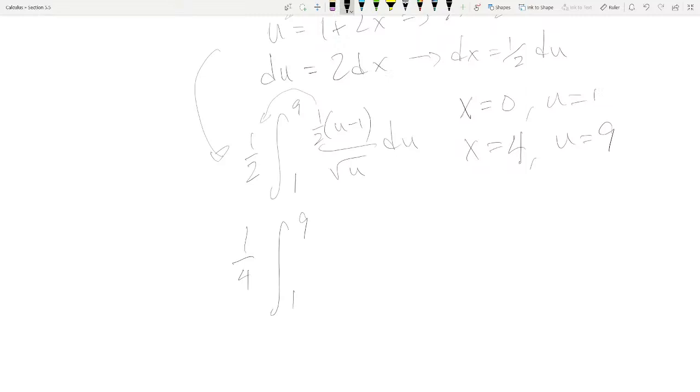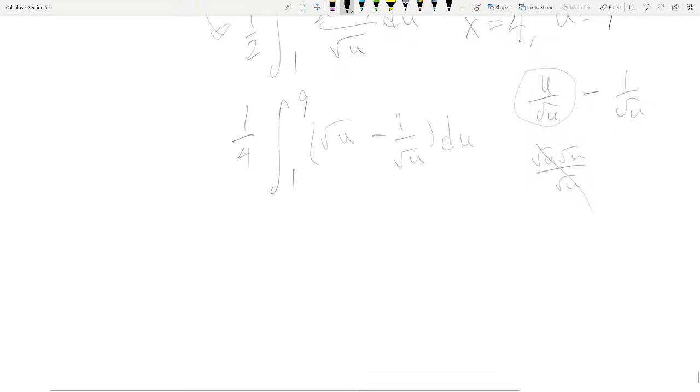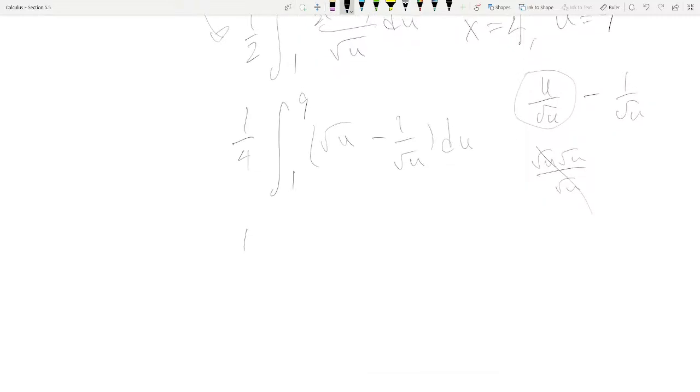And then I'm going to think of this as u over root u minus 1 over root u. And then this one here is u over root u, and root u is on the bottom, so they cancel. So this one here is really just root u. And I have minus 1 over root u. That's the integral that I'm going to attempt to do. I don't want a squiggle there. I want a bracket. Okay.